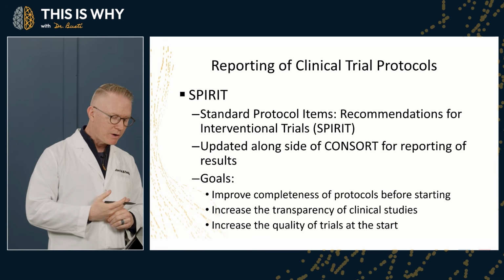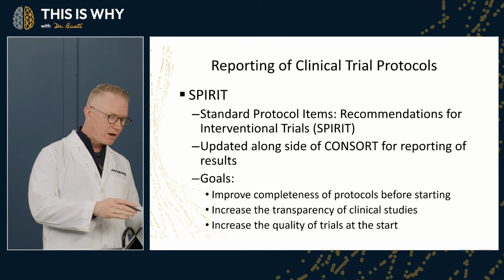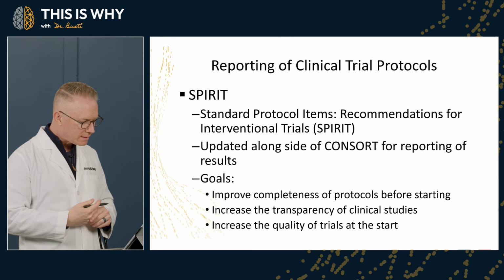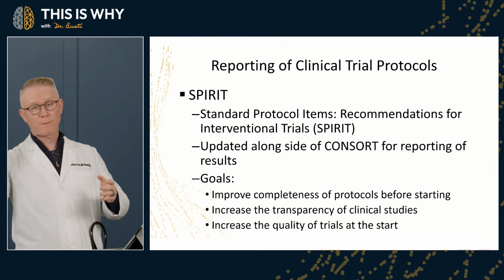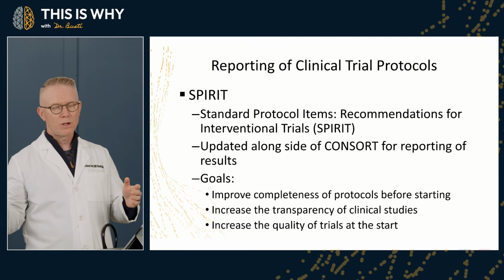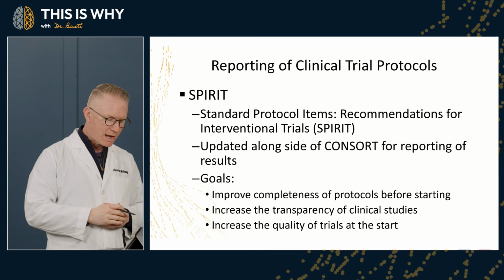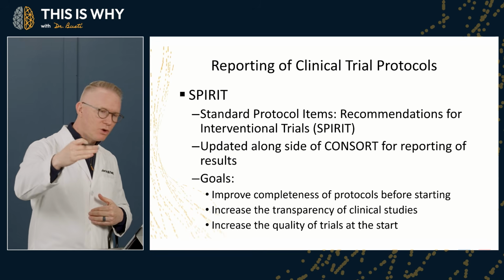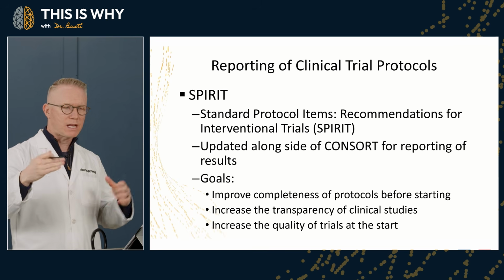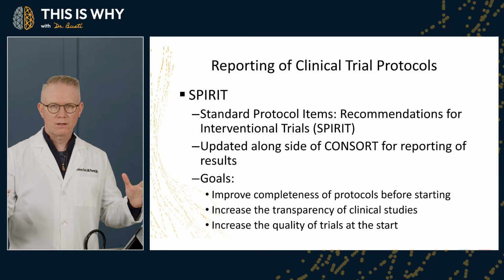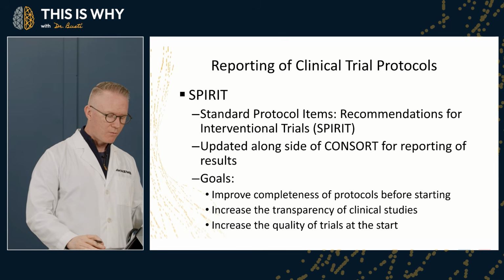And that's the SPIRIT guidelines, right? The standard protocol items, recommendations for interventional trials, SPIRIT, okay? This one is also many times updated along with CONSORT. Now, CONSORT is the publication guidelines. What does a journal expect in the information as it's being written out so that when I, as a clinician, read it from one journal to another, we're reading the same things in the same format. You don't have to figure it all out every time you open up a journal. That would be so frustrating.